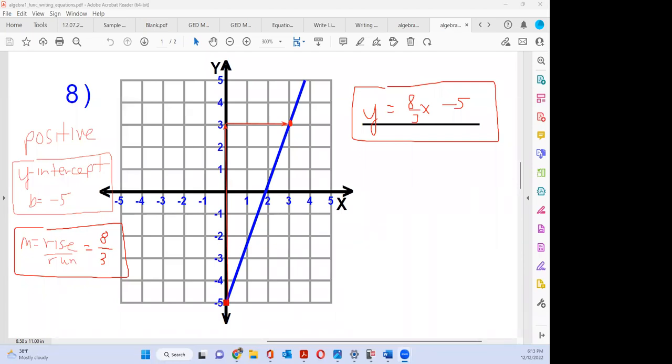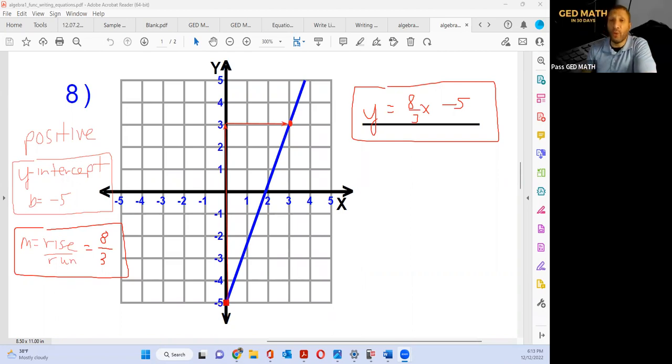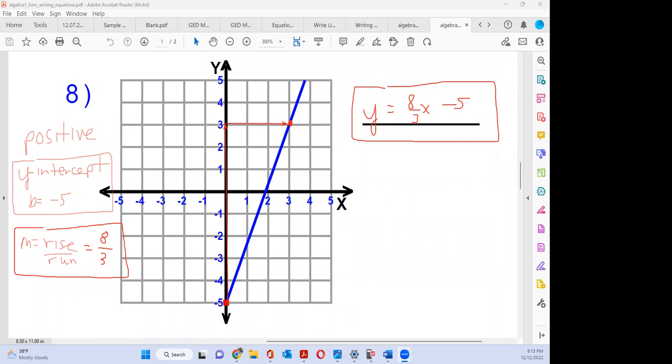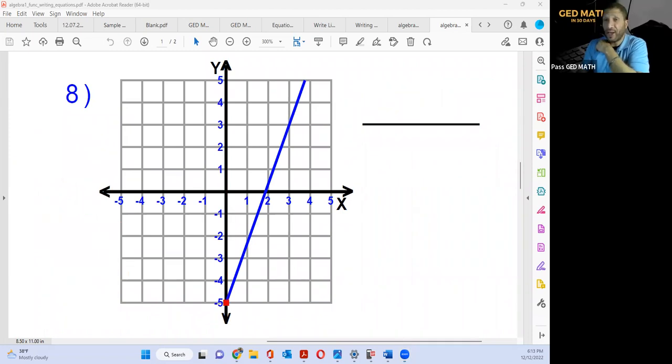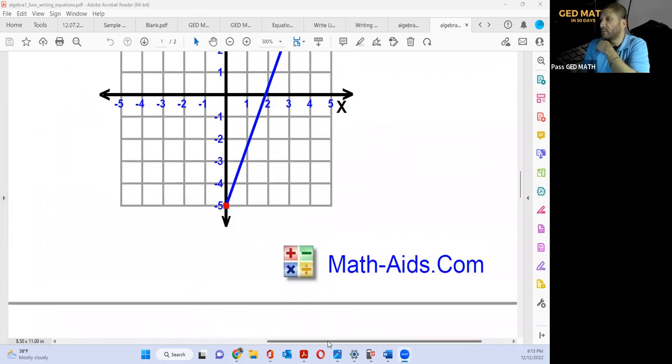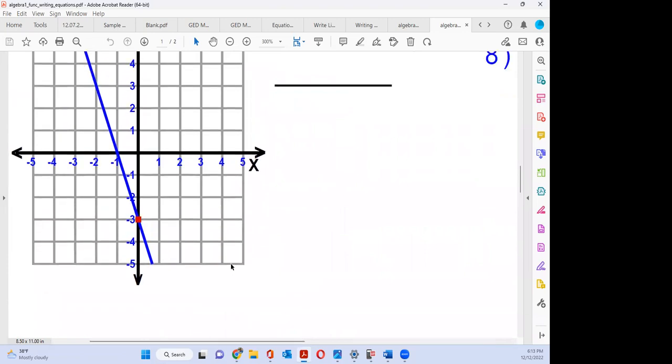Everybody understand that? Okay, so let's try one more before we go to a word problem. So let me find another. I'm going to use this same sheet.